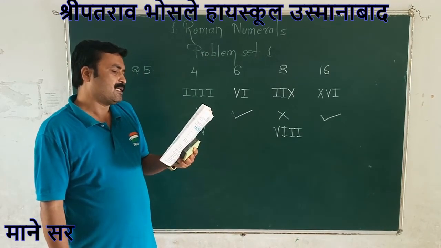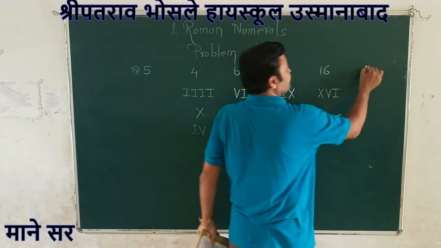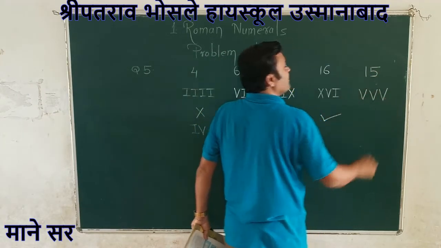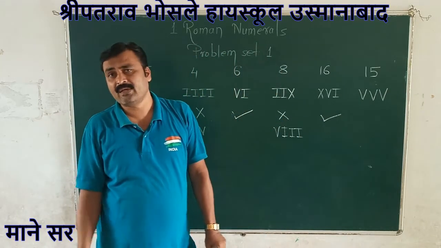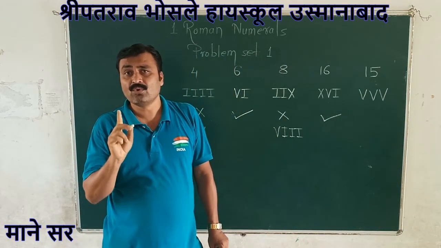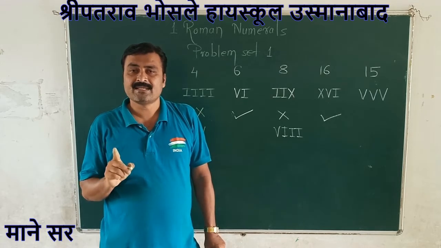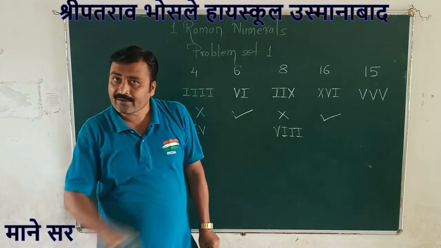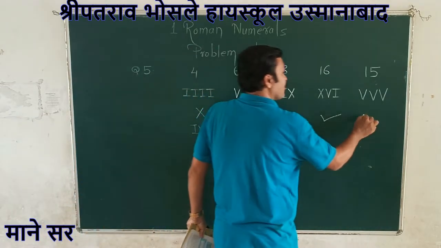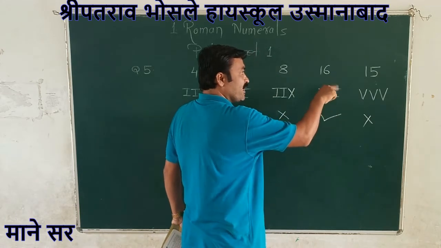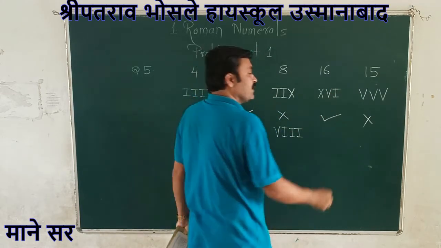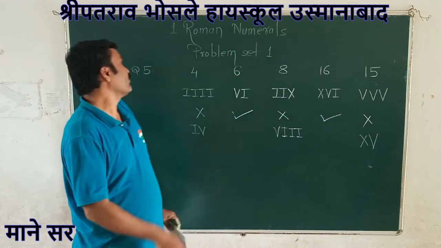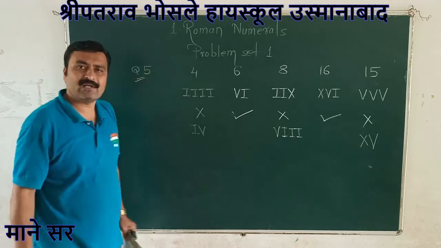And the fifth example is 15, and for 15 they have given the Roman number as V triple V. But according to rule number 1, the basic signs like V, L and D are never repeated. So this is the wrong answer. So we correct 15 into the correct Roman sign as XV. So this is your question 5 that is given in your textbook.